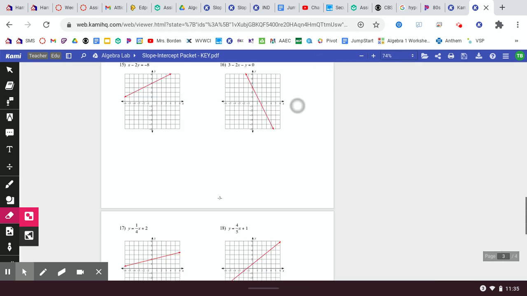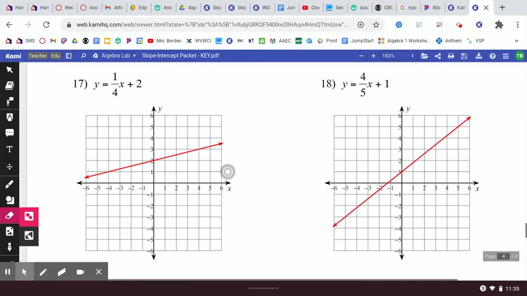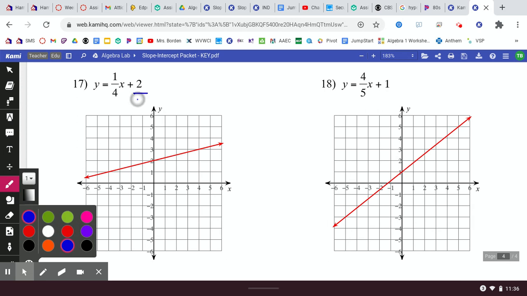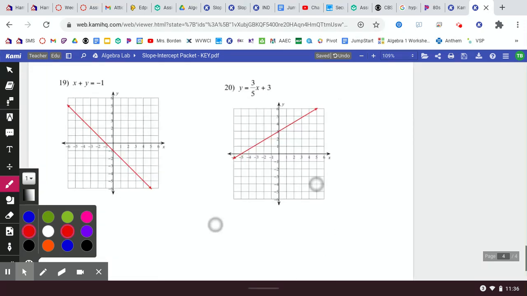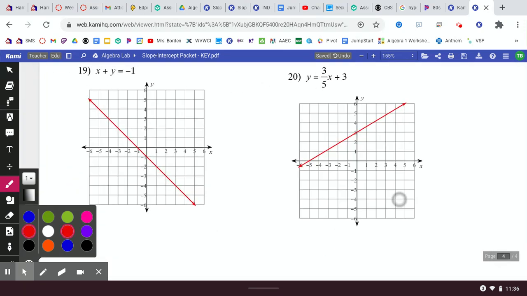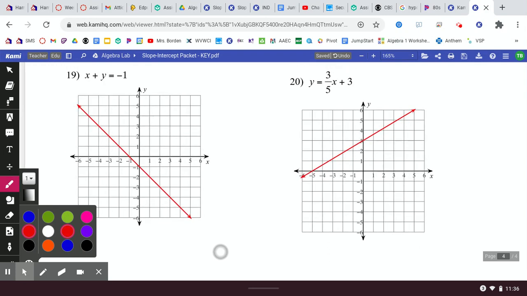All right. Number 17 and 18. We go back to some easy ones here. They're already in y equals mx plus b. So you just have to start with the b and use your m to move. Any question on either one of those? All right. 19, had to do a little bit of moving, not much, but you did have to subtract x from both sides. And number 20, already in y equals mx plus b. So just graph your b and then use your 3/5 to move.